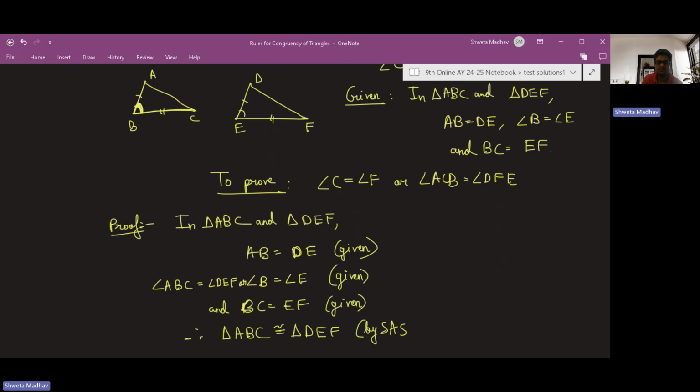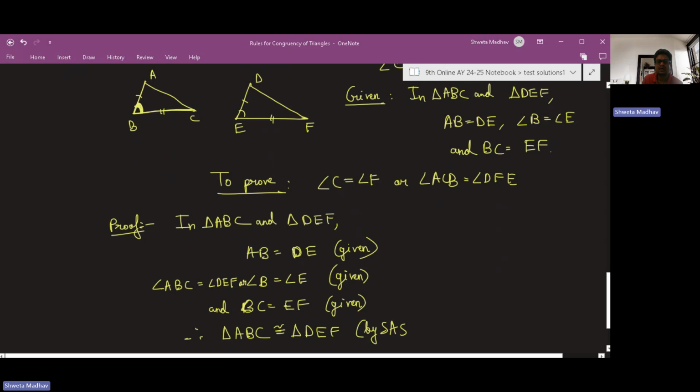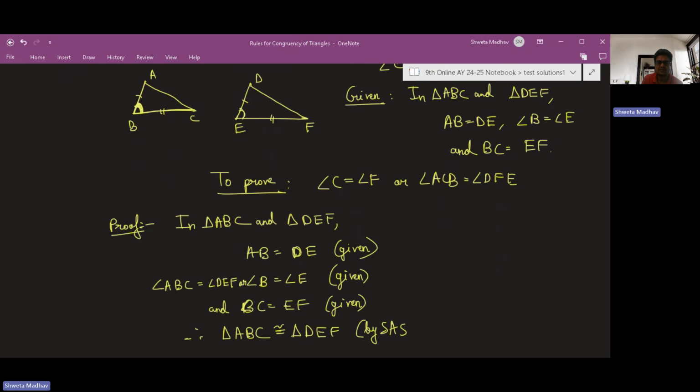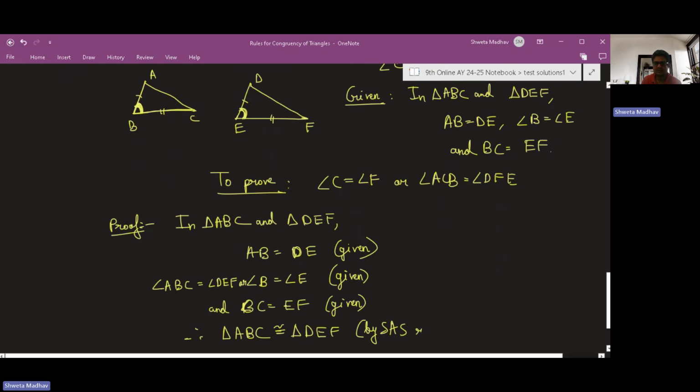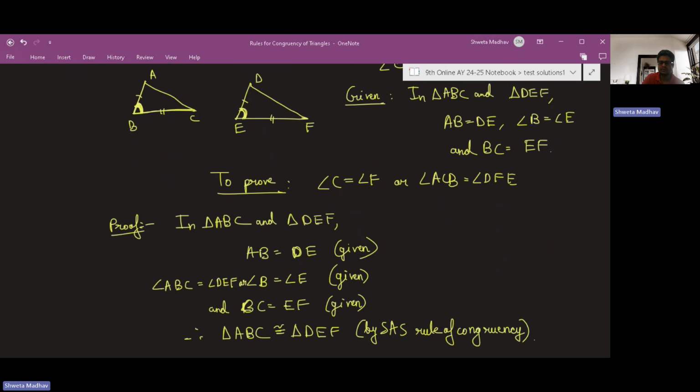So here also, as you can see, DE and EF we have considered, so angle E is the included angle. The included angle only we have to consider here. So triangle ABC is congruent to triangle DEF by SAS rule of congruency.